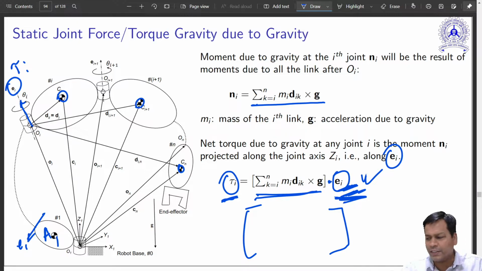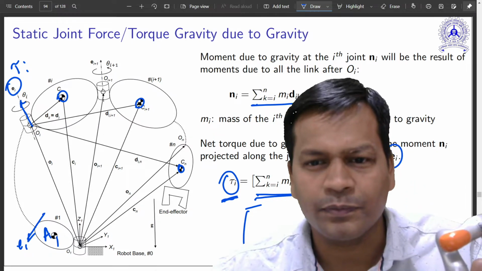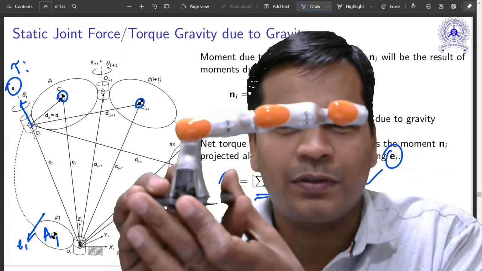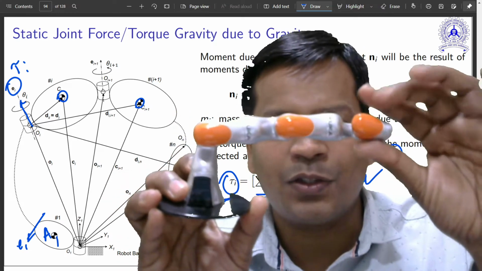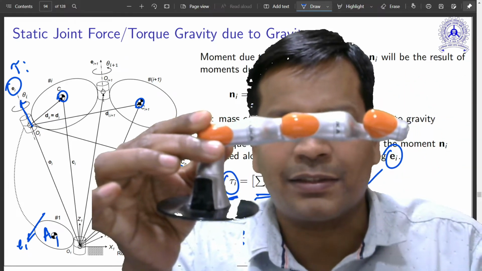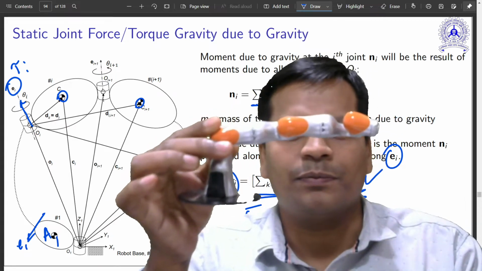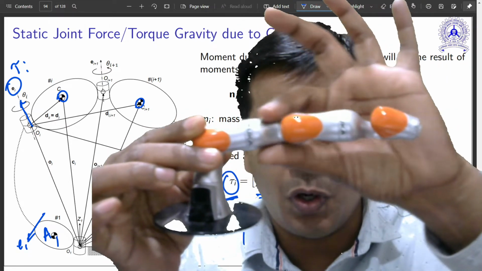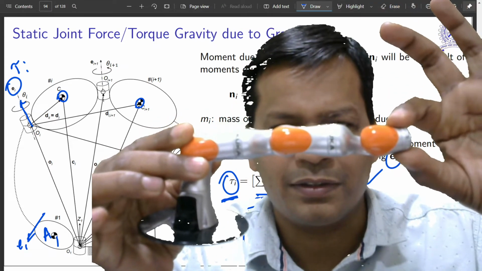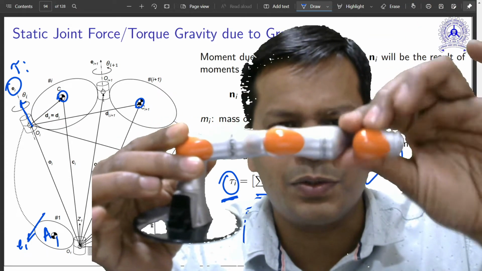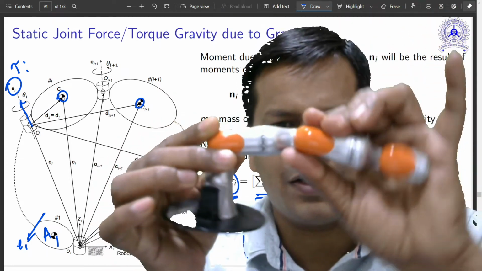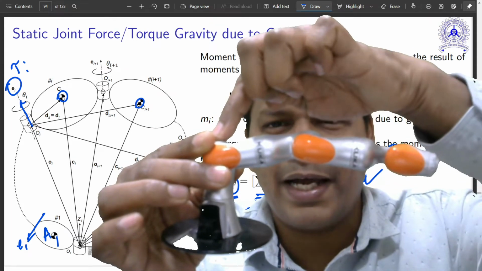If you can see this robot, it is like this. Let me just enlarge myself. Yes, so this is the robot. You can see it clearly. So how much will be the torque that acts here at this point? It will be due to all the links that come next to it. Due to this mass, this mass, and this mass, is it not? So that will act over here.